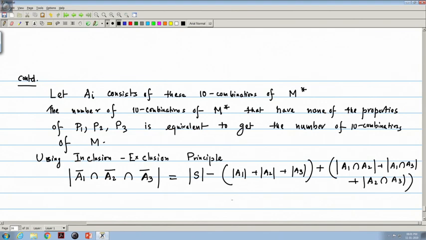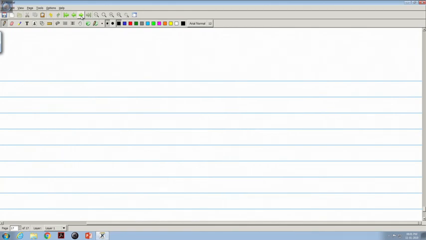Then I have another one, where all 3 together I have to take, that is A1 intersection A2 intersection A3. This is our inclusion-exclusion principle. Now, we have to compute all the values.